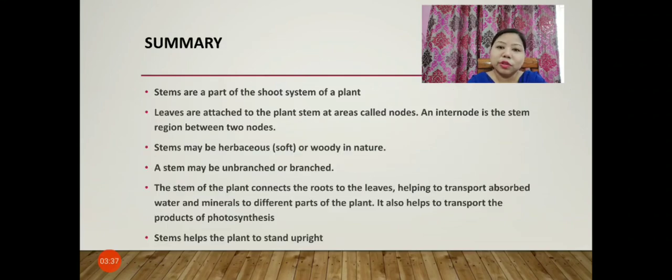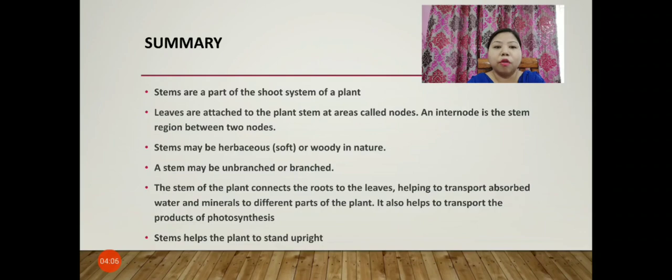So this is all for today's class. Let us now summarize what we have learned. Stems are a part of shoot system of a plant. Leaves are attached to the plant stem at areas called nodes. An internode is the stem region between two nodes. Stems may be herbaceous, soft, or woody in nature. A stem may be branched or unbranched.